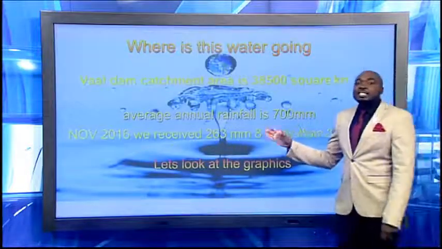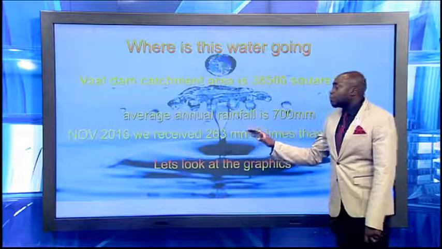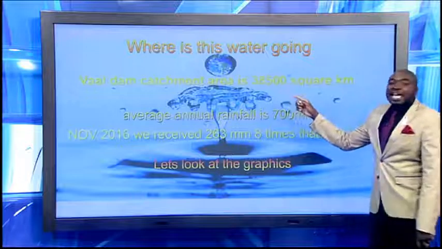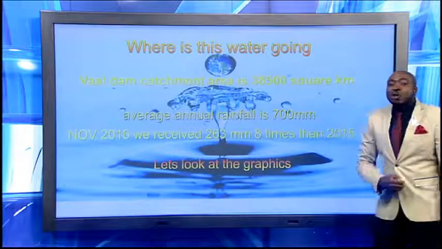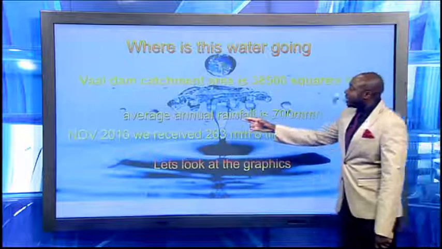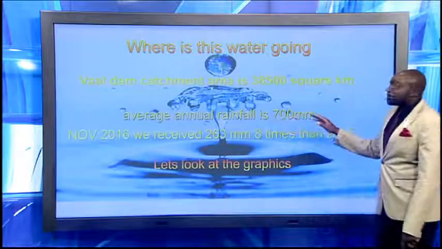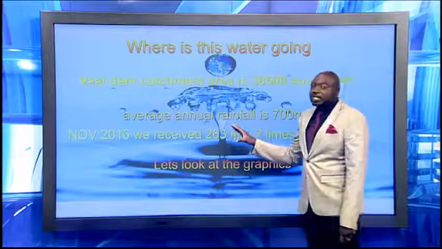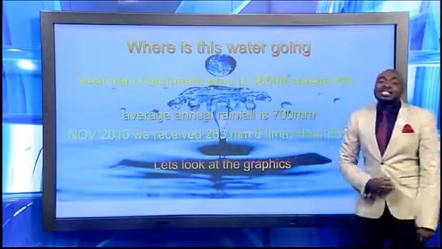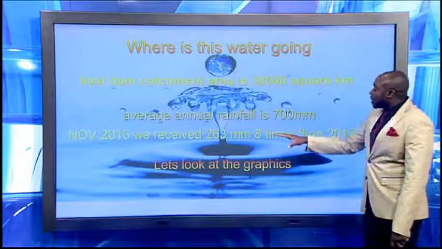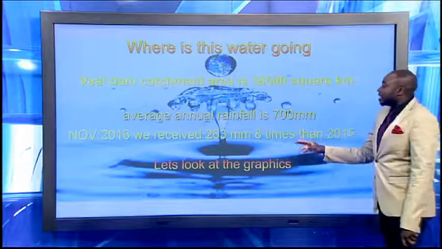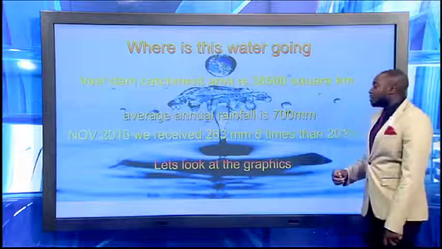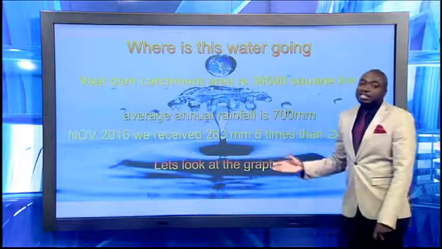All that water that has been sitting over the interior of the city, sitting over the road. The Vaal Dam catchment area is about 38,500 square kilometers. The average annual rainfall over this area is about 700 millimeters. For November, just this year, we've received around 263 millimeters. And looking at last year's November, it was 8 times higher than the 2015 November rainfall. Now, let's take a look at these graphics.